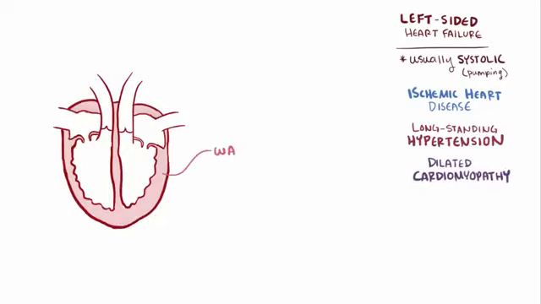Ultimately, the ventricular walls need to be the right size relative to the size of the chamber in order for the heart to work effectively. Any major deviation from that can lead to heart failure.